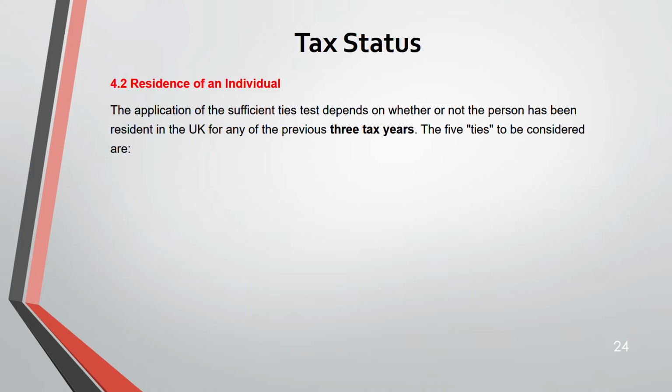Now, application of the sufficient ties test. This ties test depends on whether a person has been resident in UK for any of the previous 3 tax years. If you are not previously resident in any of the previous 3 tax years, you can't apply this sufficient ties test. You have to be resident, not in all the 3, but at least in any of the previous 3 tax years.